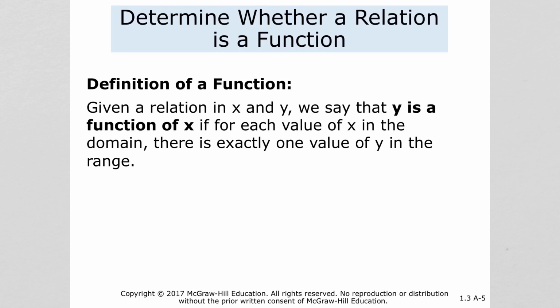A function, on the other hand, is a relation where for each value of the x, there's exactly one value of y in the range. So you can't have more than one of the same x value. Like you couldn't have (2, 3) and (2, 5) because they would give you 2 different y's for the same x.